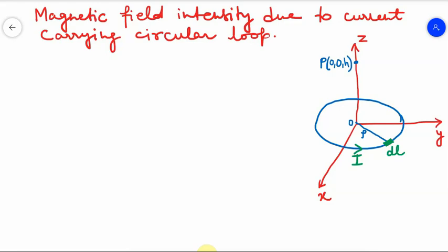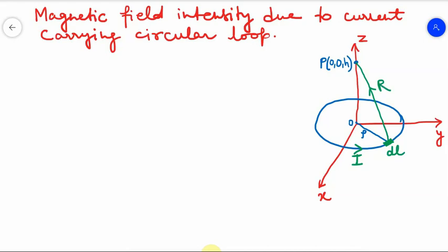But for the whole loop, before we determine the magnetic field intensity, we will consider an element. We will first determine the magnetic field intensity at point P due to this element, and then later on we will integrate it for the whole circular loop. So let's join this point P to this current element dl. If we join this, then this will be your r vector.